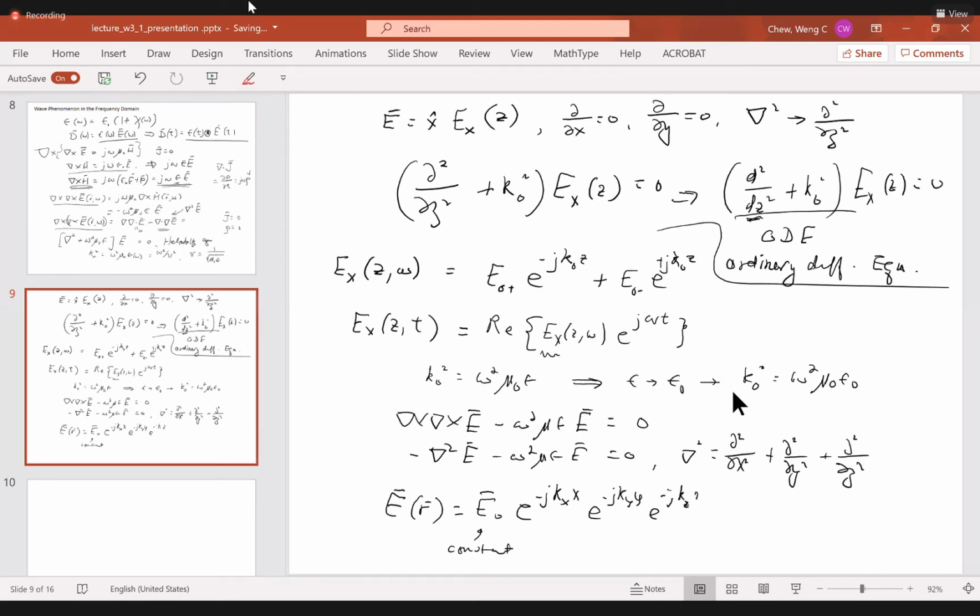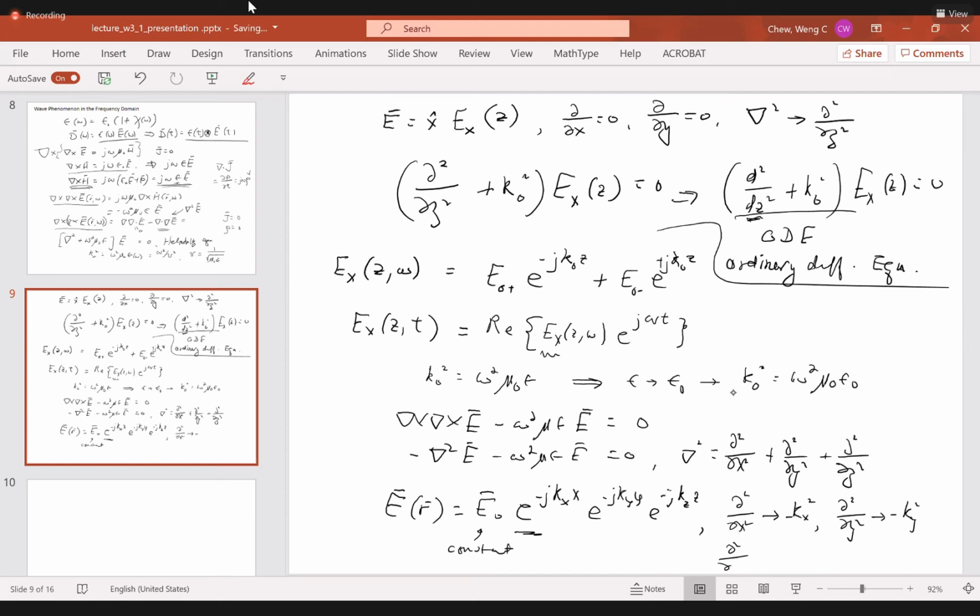Then these functions are very simple because when you operate this with the Laplacian, if you were to differentiate with respect to x, you just bring this thing down 2 times. So partial x squared becomes minus kx squared. Partial y squared becomes minus ky squared. And then partial z squared becomes minus kz squared.